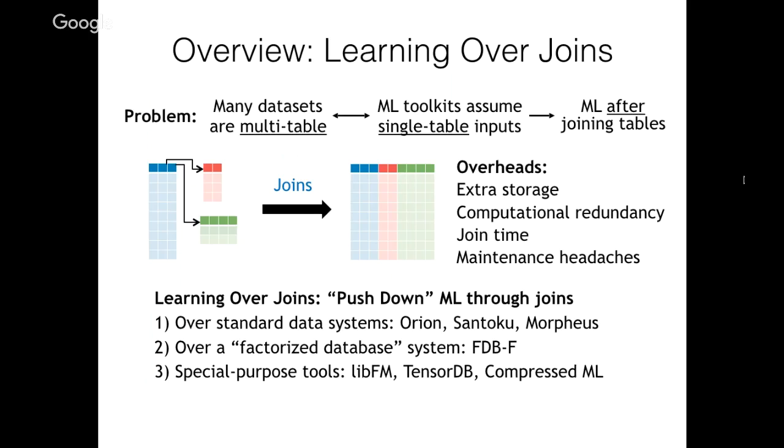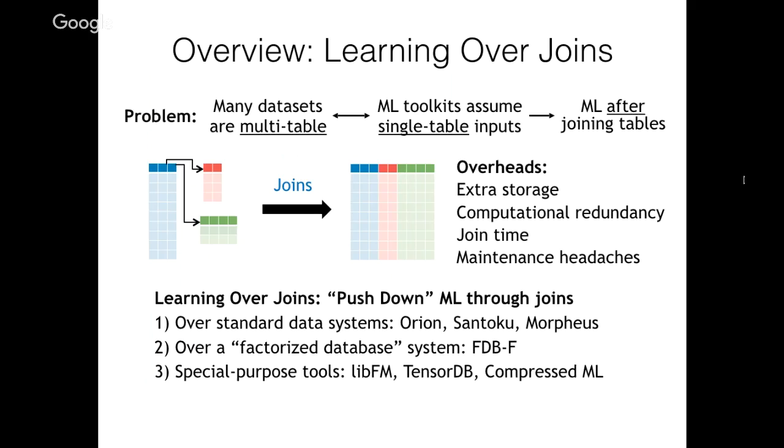The first one is you want these operations to take place over existing standard data processing systems, such as relational data systems, Hive, Hadoop, and so on, and a bunch of tools that I myself have worked on operate in that space. I will talk briefly about them: Orion, Santoku, and Morpheus. And more recently, people have also integrated machine learning over the so-called factorized database and factorized join representation. This is Dan Olteanu's work. I see Dan is here in our audience.